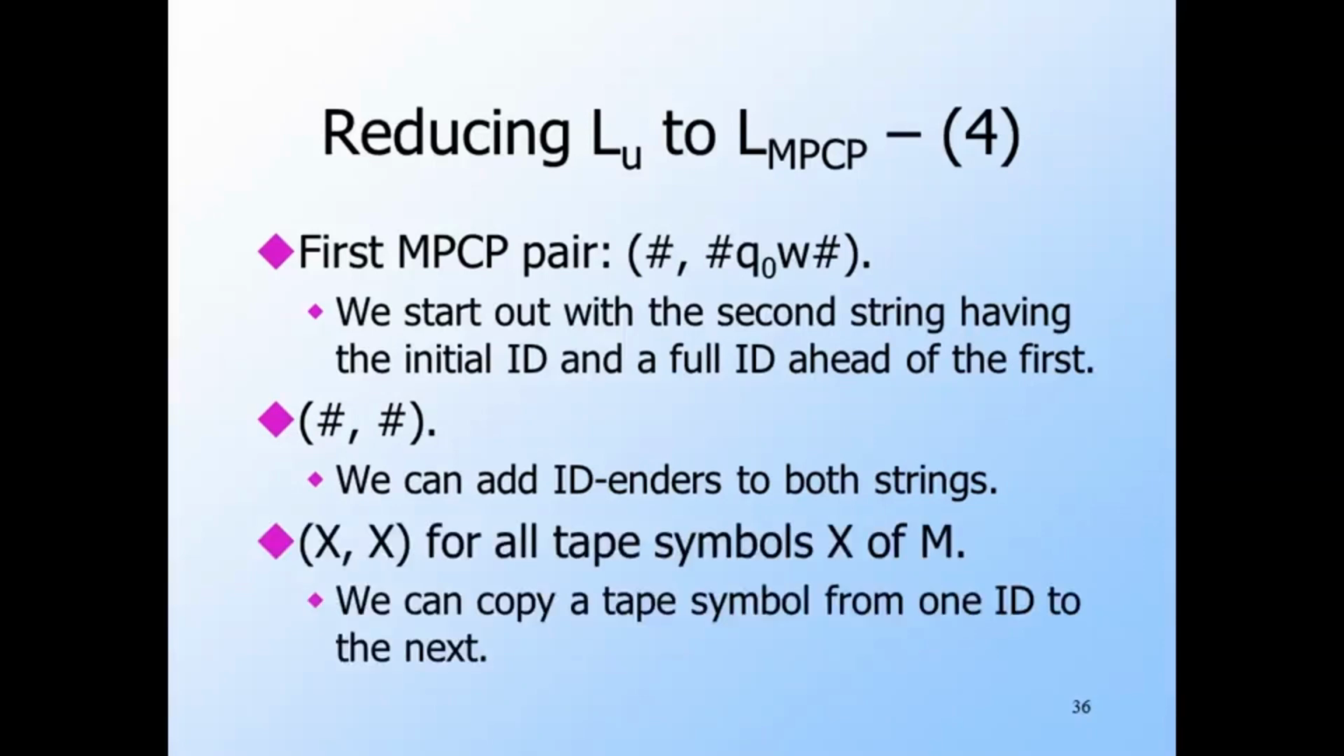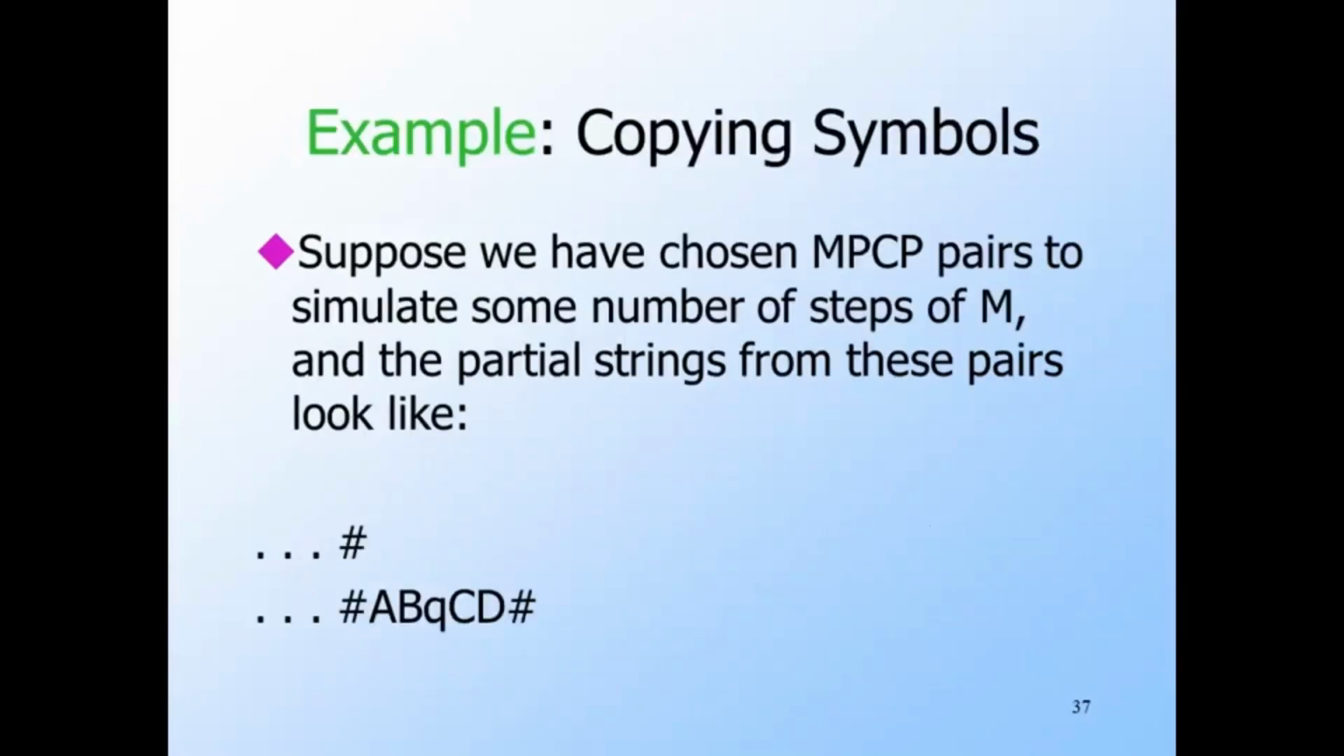Add pair XX for every tape symbol X. This pair lets us add an X to the ID we're forming in the first string at the same time we add an X to the next ID, which is being formed on the second string. Of course, in order to make sure that the strings match, it must be the case that an X appears as the first unmatched symbol of the second string. Recall, the second string is one ID ahead, so these pairs, in effect, let us copy the tape of one ID to the next ID, but prevent us from making changes that are not justified by a move of M. Here's a picture of copying IDs.